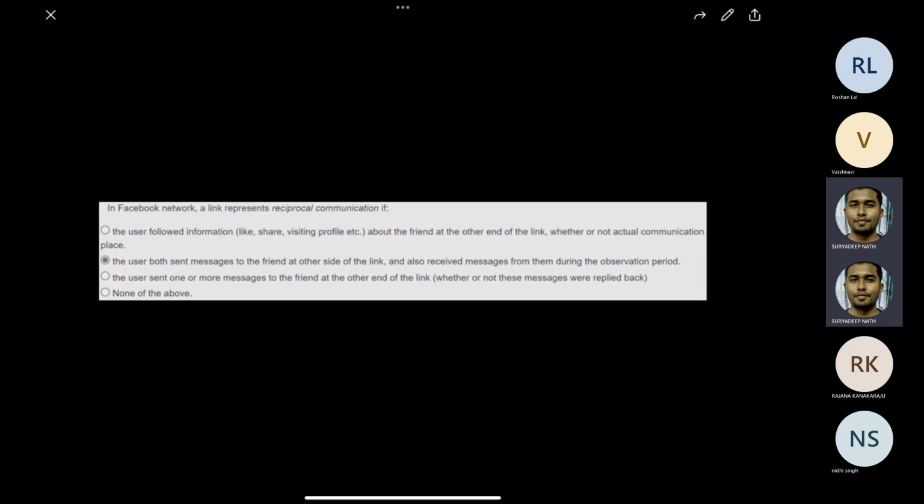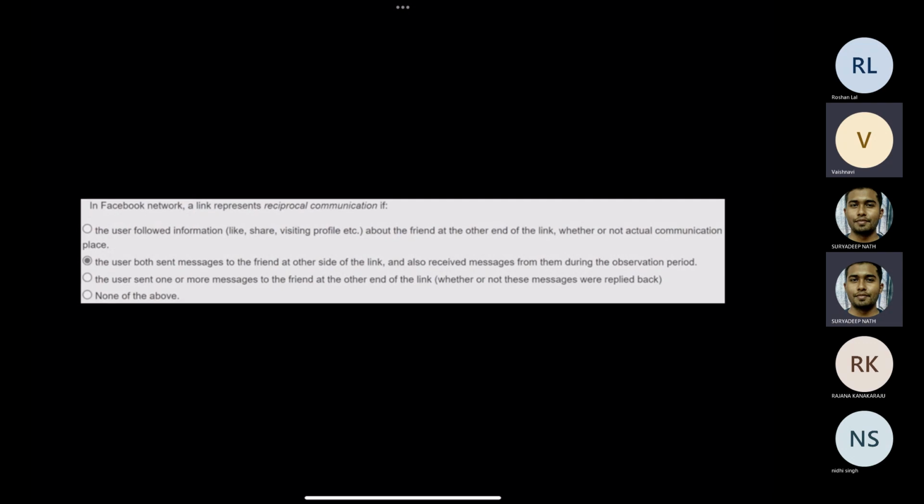Is there any doubt? So in option B, there is no reply from the other end, right? So how can it be reciprocal? So option B says the user both sent messages to, and also received messages from them, on the other side.